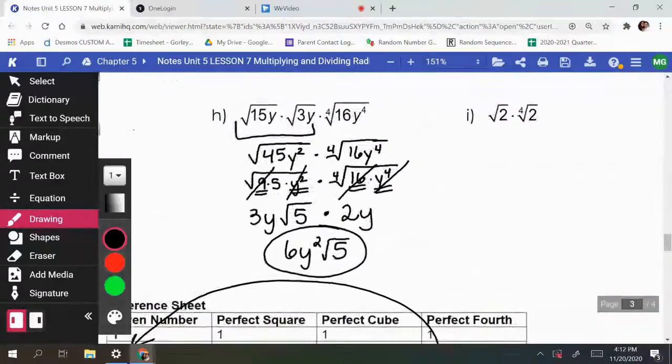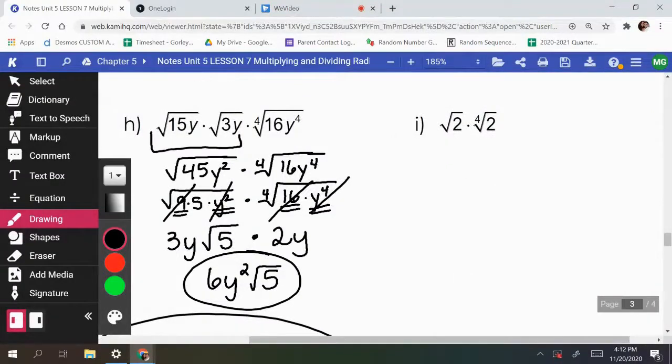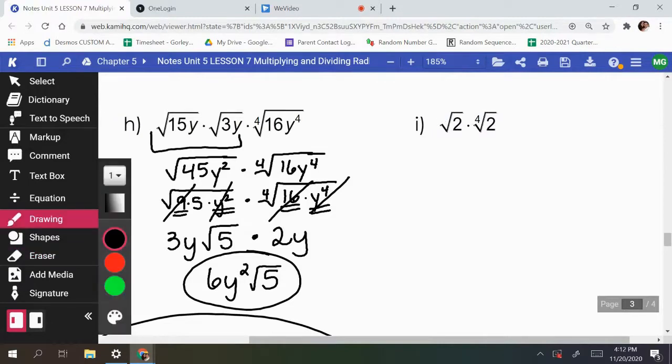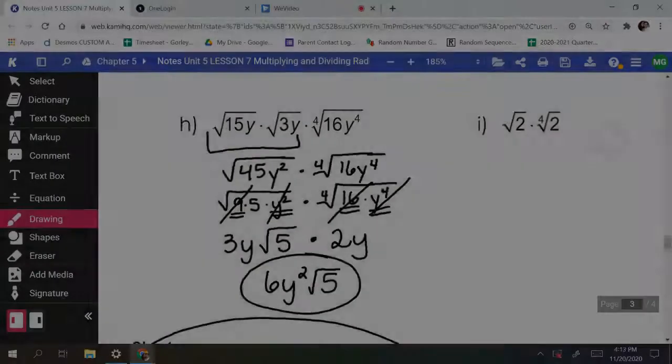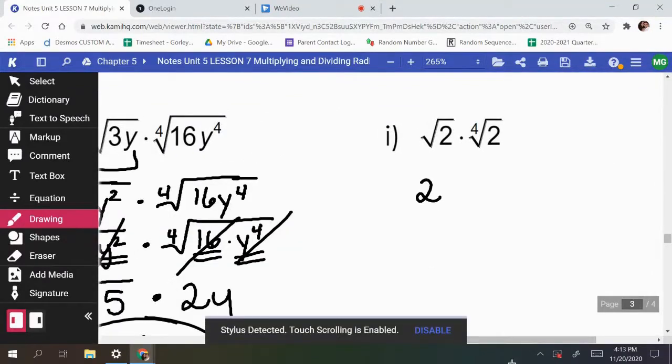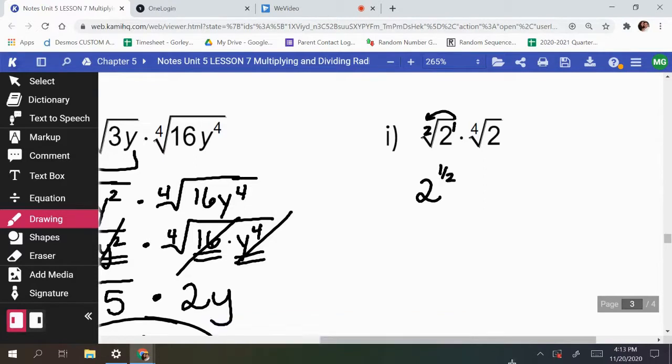Okay. Over here in I, these indexes are not the same. We've got a square root and we've got a fourth root. So I cannot multiply them right now. Here's a trick. I want you to rewrite it in rational exponent form. So my power over root here would be 2 to the 1/2. And here my power over root would be 2 to the 1/4.